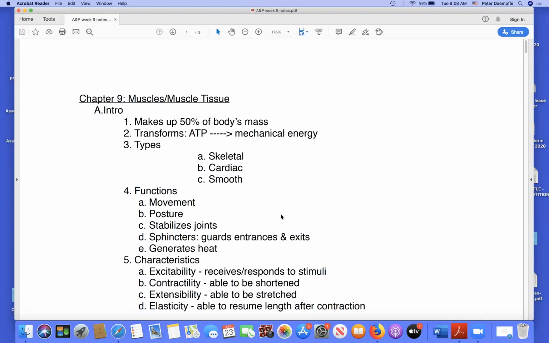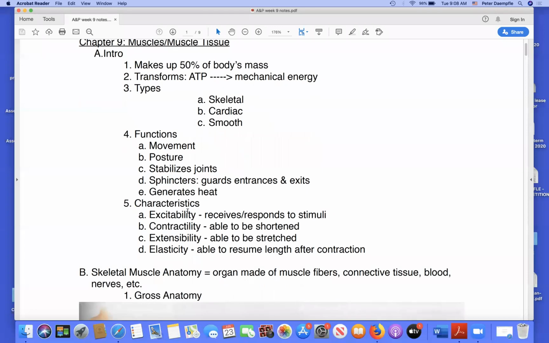Last but not least, sphincters and the generation of heat. Sphincters are round muscles. Look at my finger, round muscles. They open and close. You have a sphincter on the top and bottom of your stomach to keep the acid in, let food in and let food out. Sphincters are guardians of entrances and exits in the body. I gave you one example, the stomach. There are other examples, but that's a sphincter, pronounced SPH with an F, sphincter.